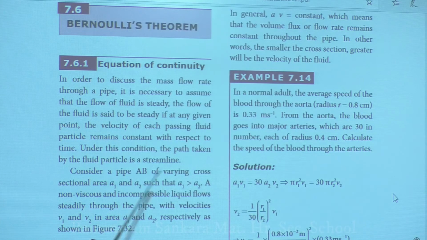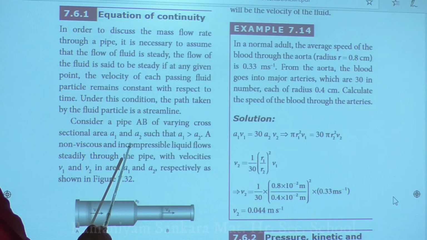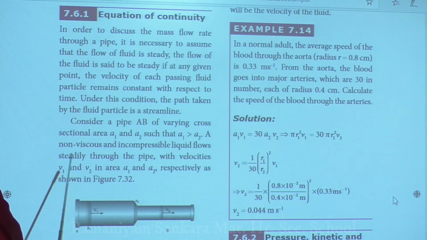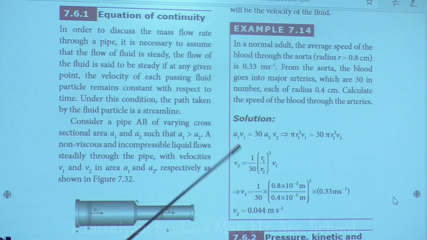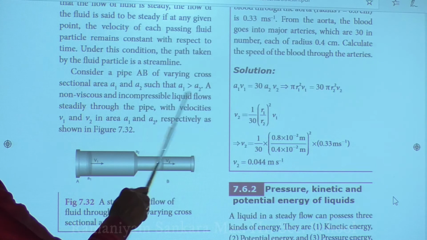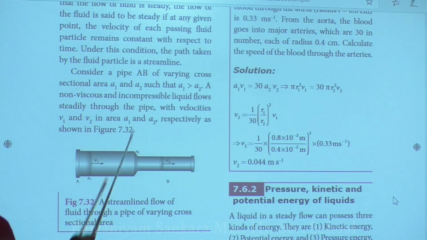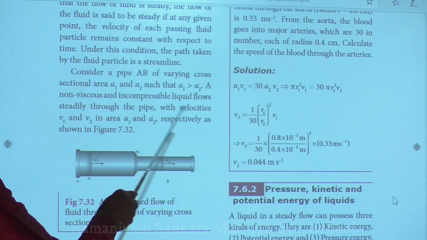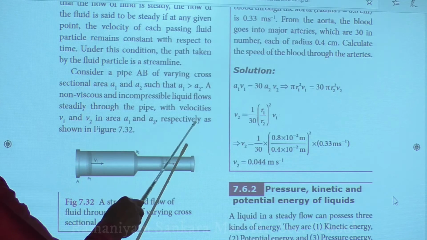So consider a pipe AB of varying cross section. A1 is the area of the bigger one, A2 is the smaller one, so A1 is greater than A2. Non-viscous liquid. Why non-viscous? There won't be viscous force. Incompressible liquid cannot be compressed. The liquid flows steadily through the pipe, for example water, with velocities V1 and V2 at A1 and A2 respectively.